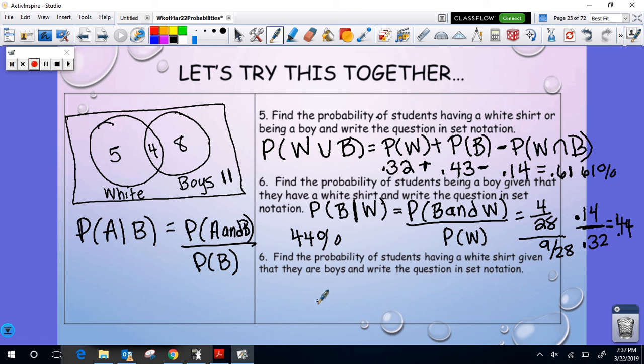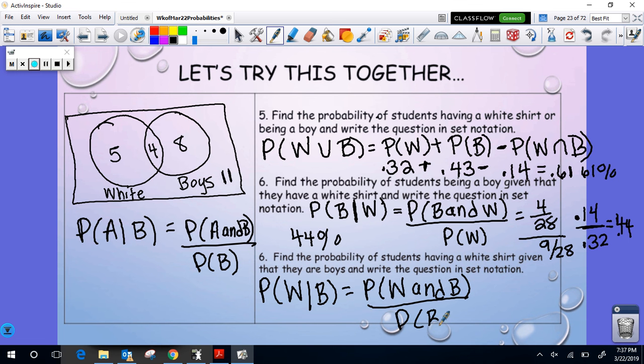Okay, so now it says find the probability of students having a white shirt given that they are boys, and write the question in set notation. So the probability of a student having on a white shirt given that they are boys. Okay, so this time it should be set up as the probability of white shirt and being a boy over the probability of being a boy. So the probability of the first one and the second one over the probability of the second one. That's what this formula means.